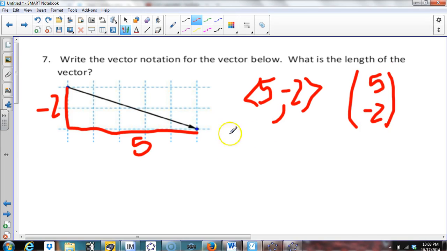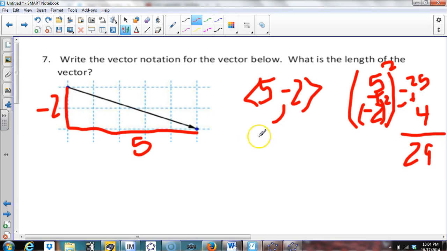Either way. And then how long? Well, these are just the side lengths here, right, from the vector. So we just square this number, add it to this number squared, right? 5 squared is 25. Add it to negative 2 squared, right? Those of you using calculators, make sure that you put the negative number in parentheses. Negative 2 times negative 2 is a positive 4. We always get a positive out when we square. So add them up, we get 29. So the side length of this is automatically the square root of 29. So that would be the length.